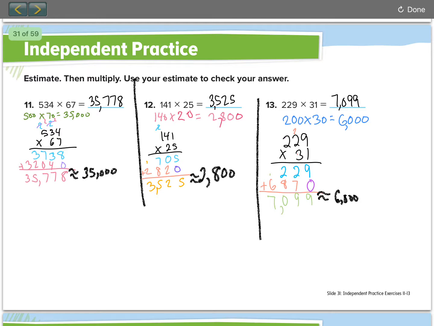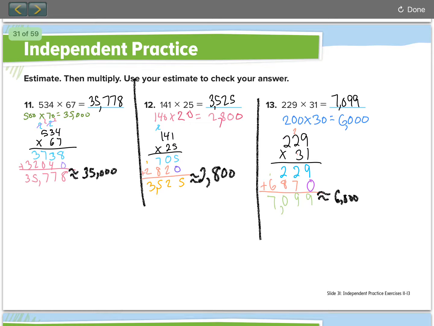Number 12 is 141 times 25. I estimated by doing 140 times 20. Now normally I would round 25 up to 30, but it is in the middle, and I know 14 times 2 in my head better than I know 14 times 3. So I did that, and I got 2,800. I know my answer will be close to 2,800, but it will be higher because I rounded 141 down, and I also rounded 25 down.